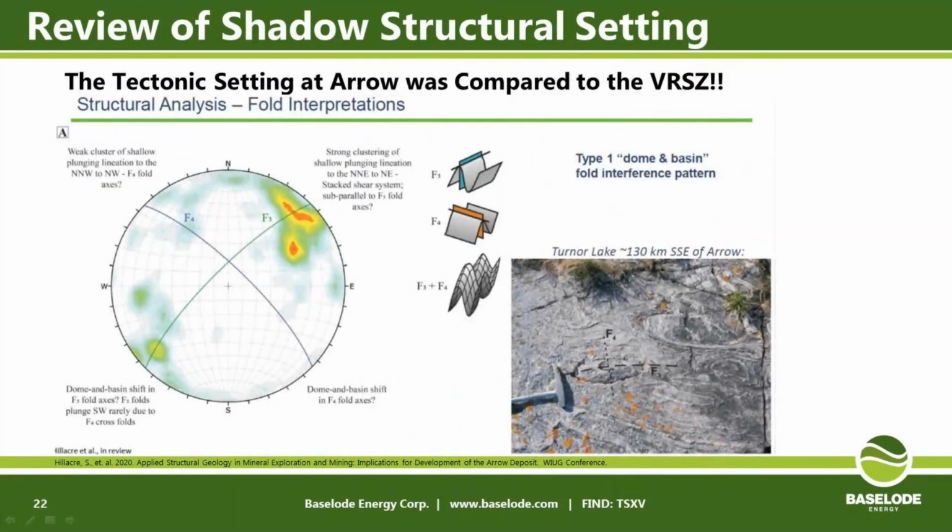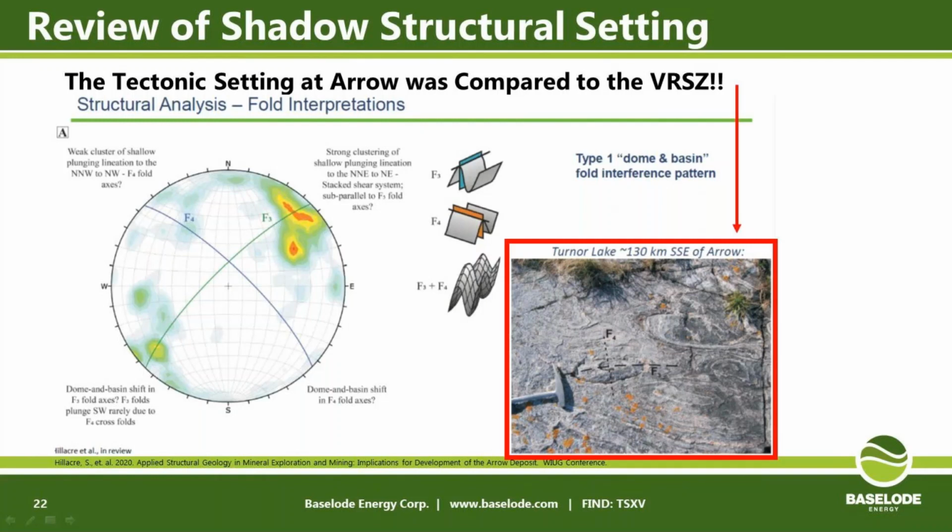All right, I'm sorry, but I have to go back to Arrow only momentarily. I saw this presentation on Arrow in January of this year, 2020, before I joined Baselode, before we had ever thought of looking at the Virgin River shear zone. But there it is. NextGen compared their tectonic setting or fault geometry to outcrops at Turner Lake, approximately 130 kilometers southeast of Arrow. So what? Who cares about this area?